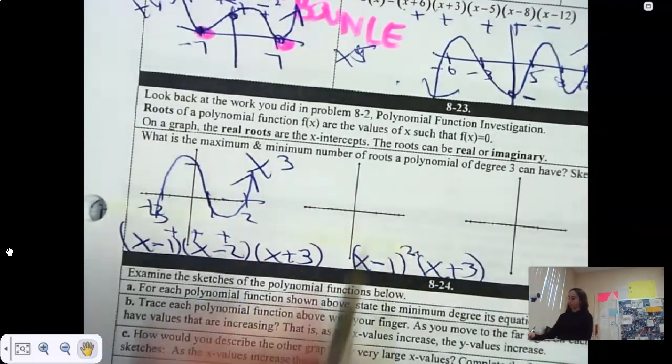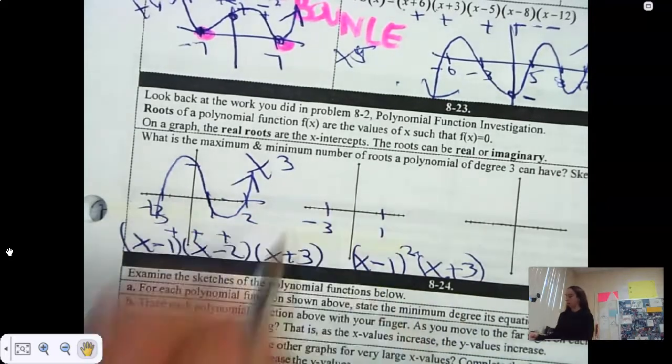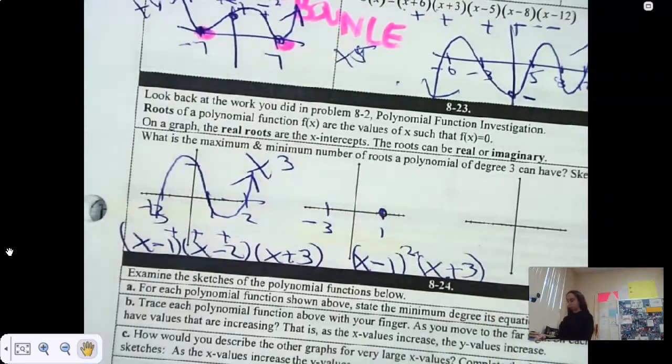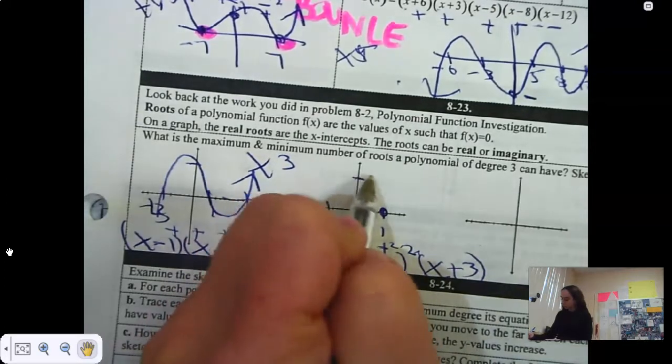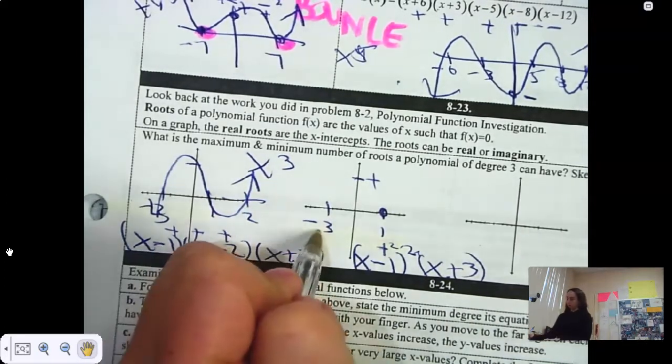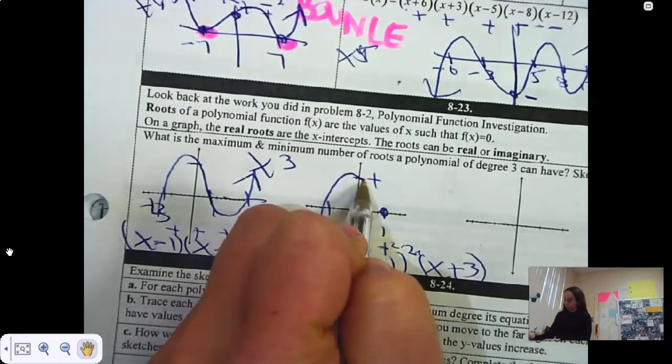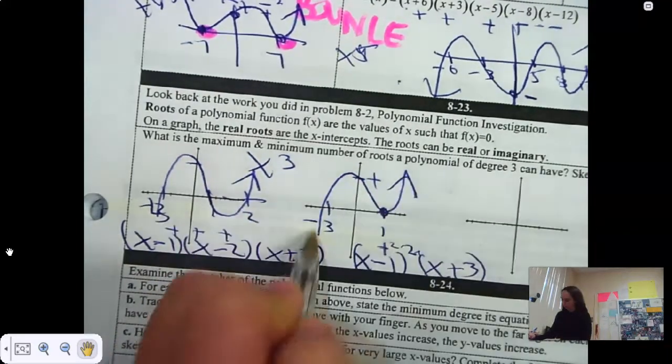Another option is I go x minus 1 squared, so that gives me 1, 2, and there's 3. This time I'm going to go a 1 and a -3. Here's my bounce. A negative squared turns positive times a positive is a positive. And I go through, but then what do I do at the 1? Bounce.